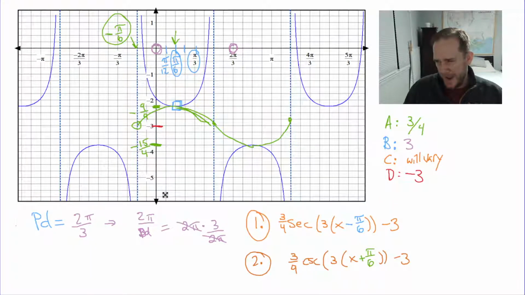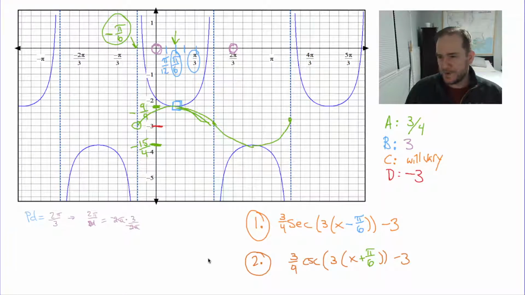Where's it grabbing that? Undo. Shrink. All right, now we can do domain and range.